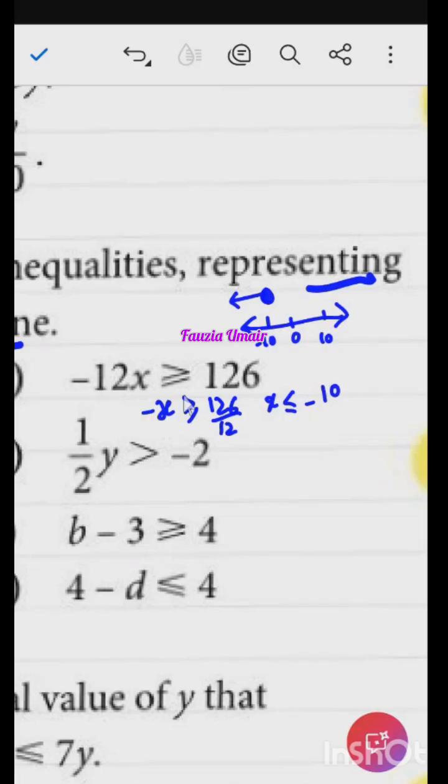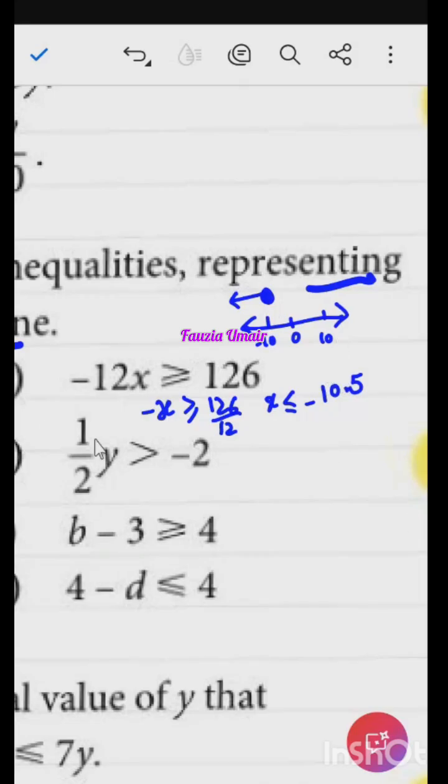Miss, will the answer be in decimals in inequalities? Yes bete, it should be in decimal. 126 by 12 is approximately 10. Actually, it is 10 point, I think, 5. 12 fives are 60. So it is 10.5, okay. So then you will do it accordingly, okay.